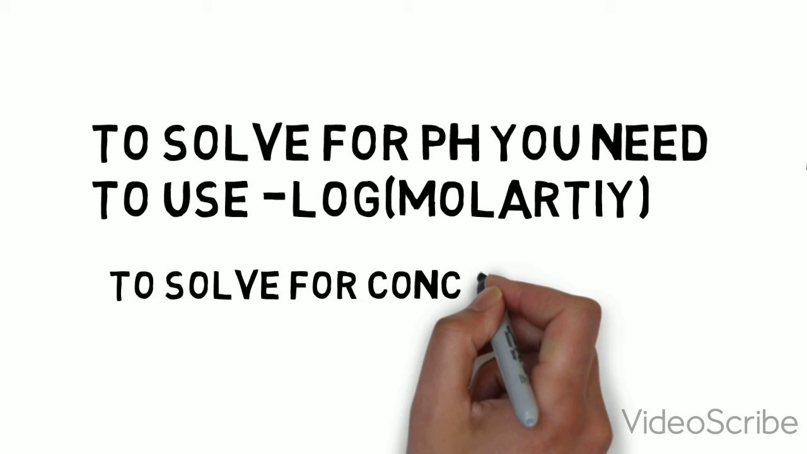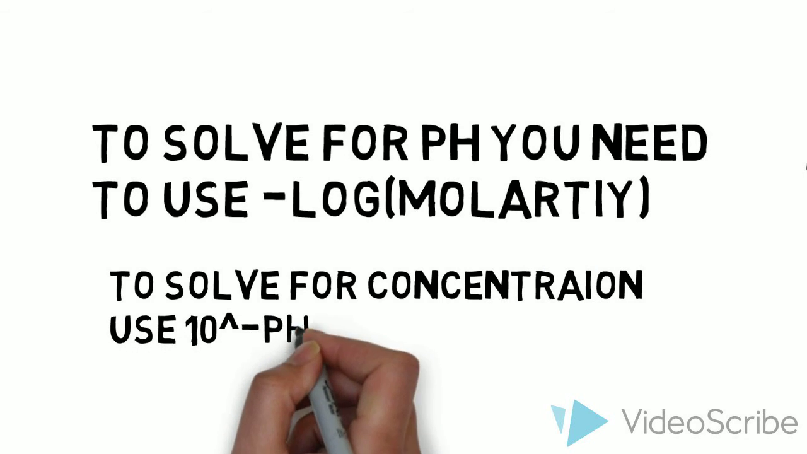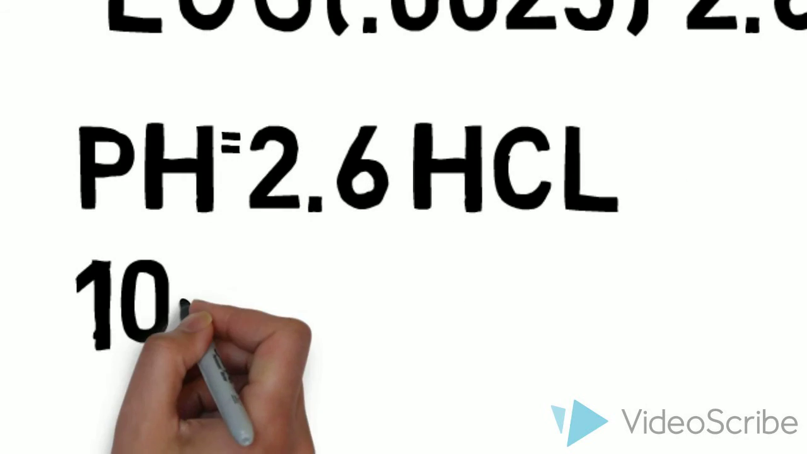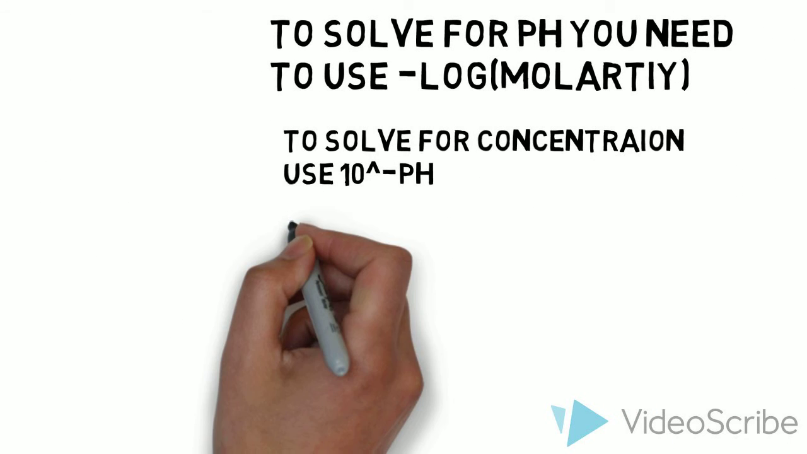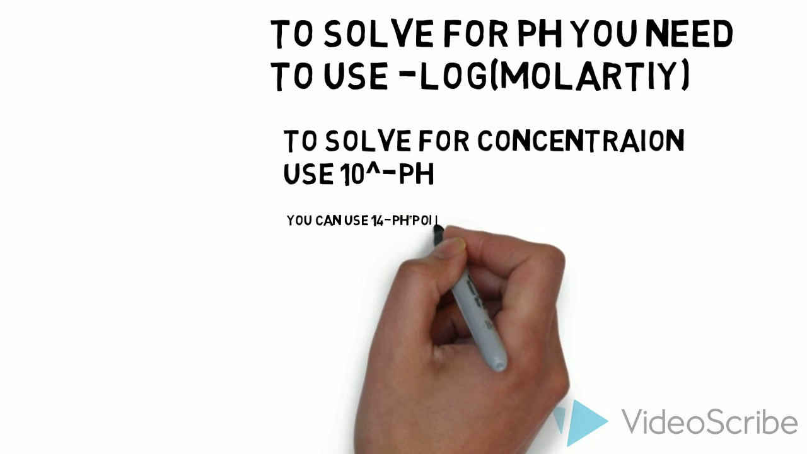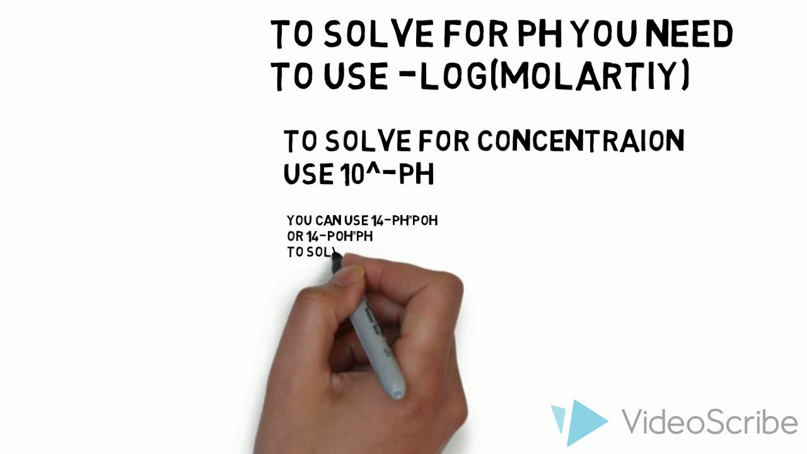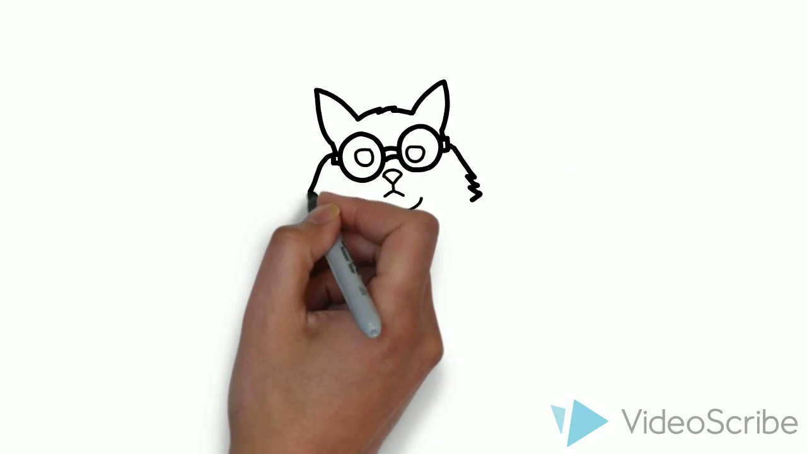Now, to solve for concentration, we simply use 10 raised to the negative pH or pOH. Example, hydrochloric acid has a pH of 2.6. 10 raised to the negative 2.6 equals 0.0025 molarity. You can use 14 minus pH to solve for pOH, or 14 minus pOH to equal pH, to solve for each concentration, because they're inverse of each other.